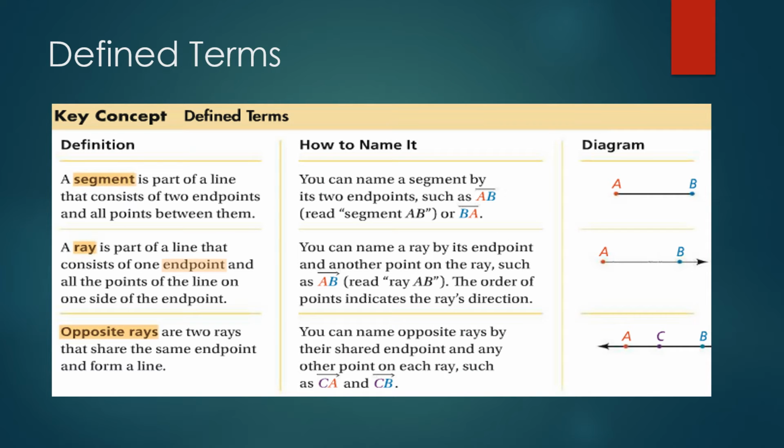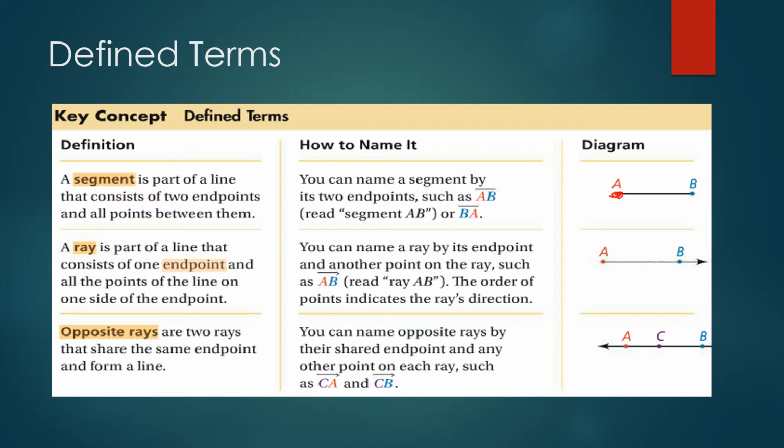On this slide, we're going to be talking about some defined terms. So just like point, line, and plane were a little vague, these ones we can actually have in the real world, and they're a lot easier to talk about. So the first one is a segment. A segment is part of a line that has 2 endpoints and all the points between them. So anytime we've drawn a line before, we've really been drawing a segment.